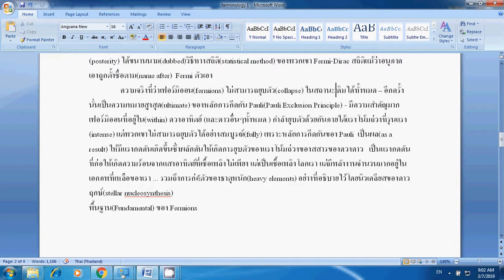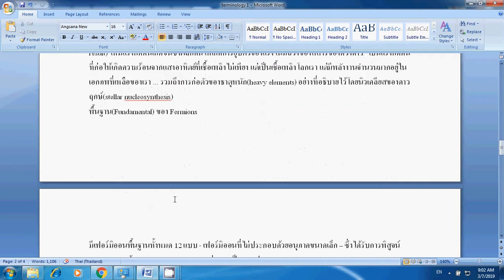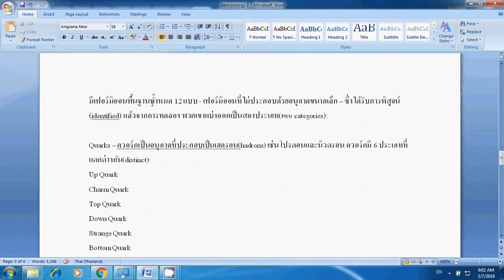That includes the creation of heavy elements, as explained by stellar nucleosynthesis. The next topic is the fundamental fermions. There are 12 fundamental fermions, fermions that are not composed of smaller particles and thus are identified from experiment.